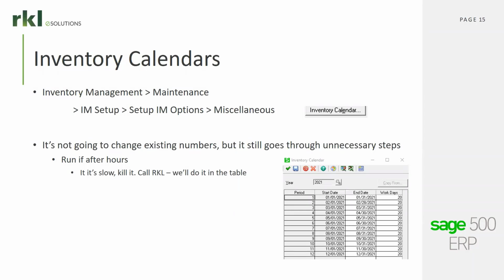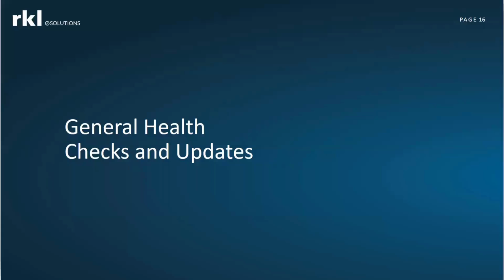When saving a new year or editing an existing year in the inventory calendar, the system prompts for inventory history recalculation. This is required to put the correct balances in the correct tables. If you're prompted with this message, you're going to click yes to the message. And Becky has on our slide, if it's slow, kill it. But if you're having difficulty with the time it's taking to recalculate the inventory history, we can assist if you need assistance. And after that, I'm pretty much done, and Jim's going to go ahead and move on to general health checks and updates.